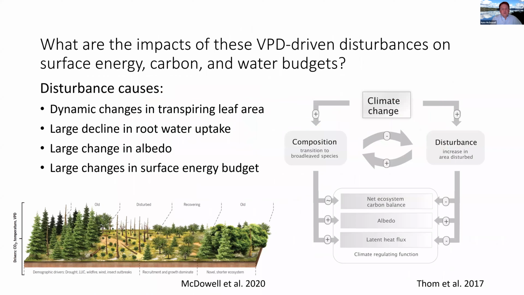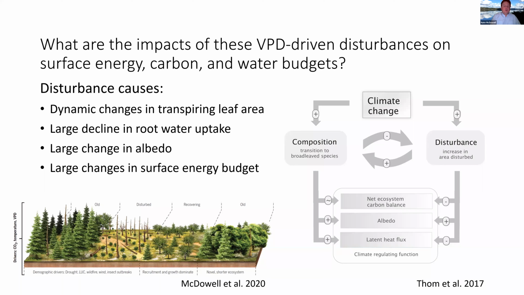Disturbances, we know, can cause very dynamic changes in transpiring leaf area. They can have a big, I didn't show any evidence of this earlier, but typically when we lose the overstory forests, we lose our deep roots, at least for some temporal period, right? This could actually have big impacts on transpiration rates.